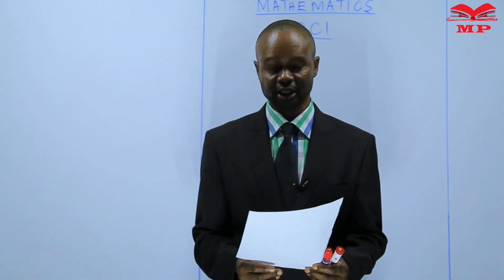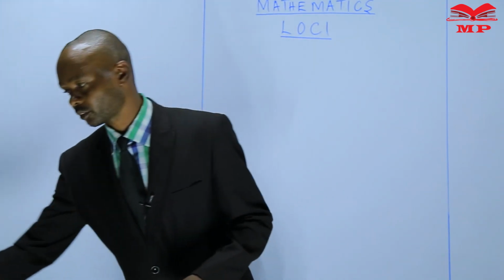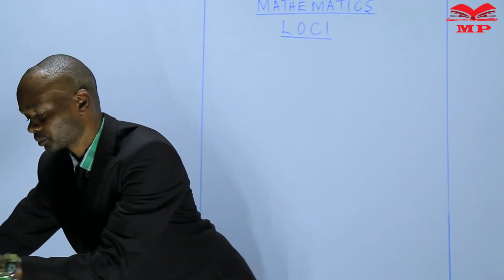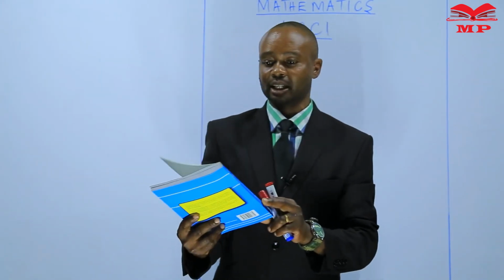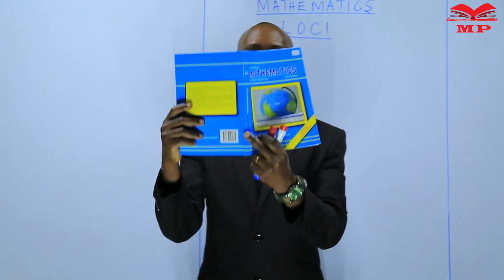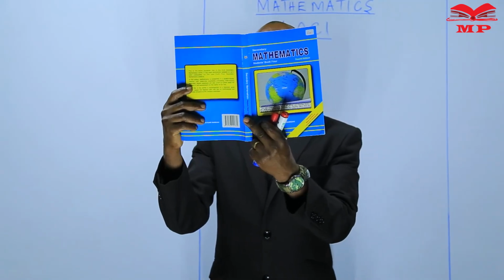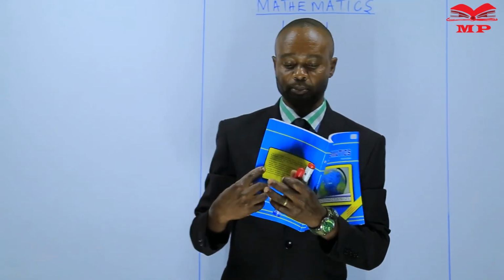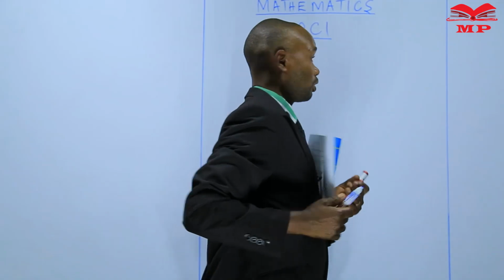So under the introduction for the topic, we shall use an example. There is an example under Secondary Mathematics Students Book 4, as it is seen there. So I'll take my time to sketch on the board under the introduction, which will help us to move on.